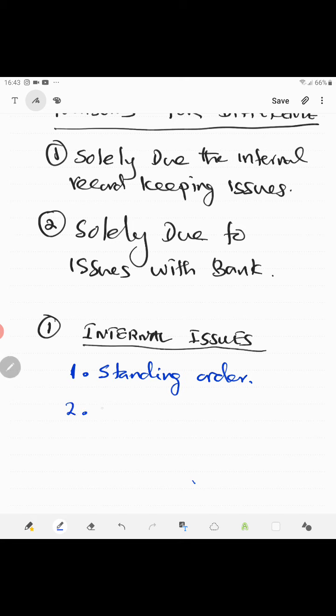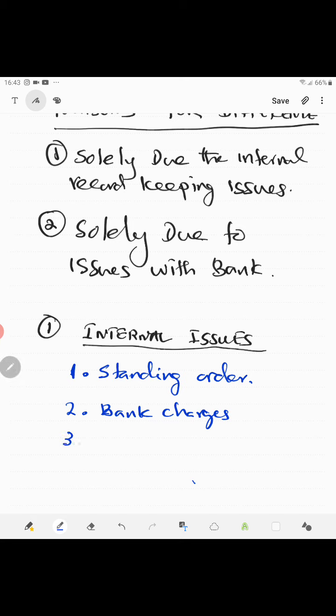Second, any bank charges which the bank has imposed on us, we will not get to know until we receive the bank statement. So this is another point which the bookkeeper or our internal staff avoid recording in our cash book or bank book.